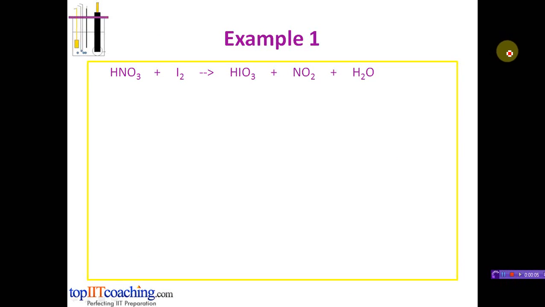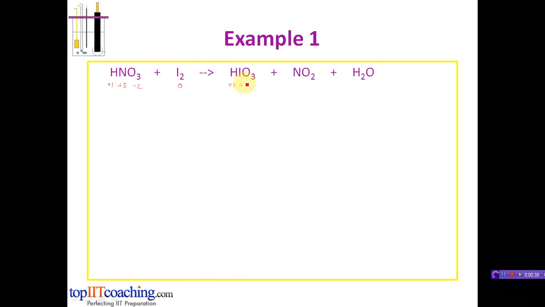Let's take this example. We have to balance this given equation. So first of all, we'll assign oxidation numbers to all the elements involved in the reaction. In HNO3, the oxidation number of hydrogen is +1. We already know how to assign the oxidation numbers. That of nitrogen is +5 and that of oxygen is -2. Of iodine is 0. Again, hydrogen is +1.